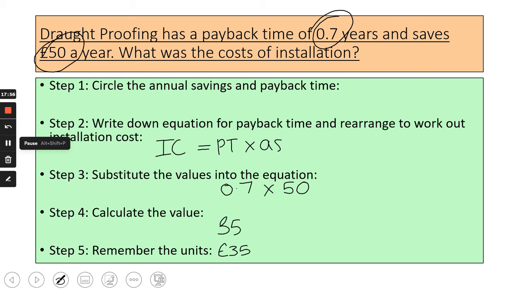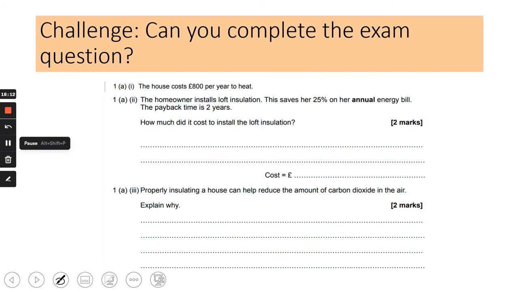So finally, draught proofing has a payback time of 0.7 years and saves £50 a year. What was its cost for insulation? So I've worked through all the steps and I've just used shorthand for the equation, and I substituted to find £35 for the insulation cost. So if you got all those right, really well done. So we're now going to work through some exam questions.